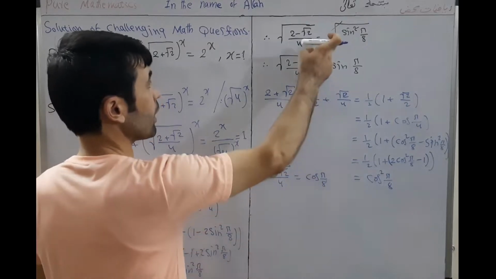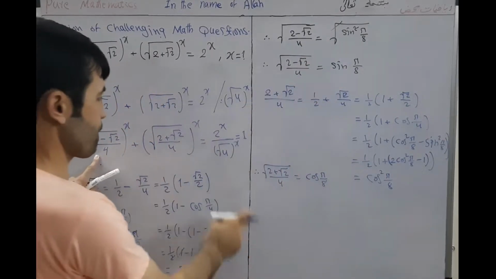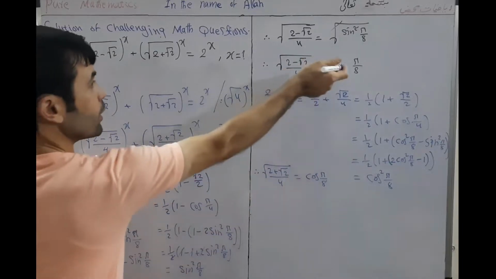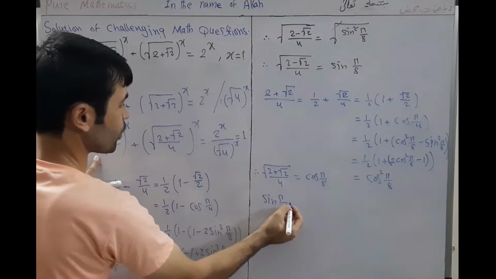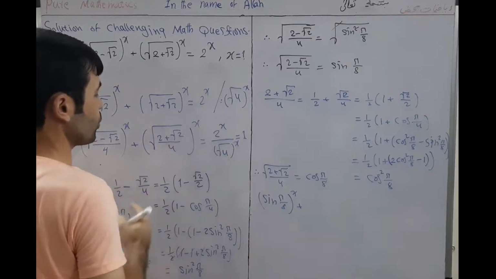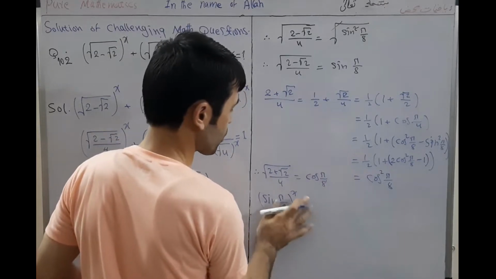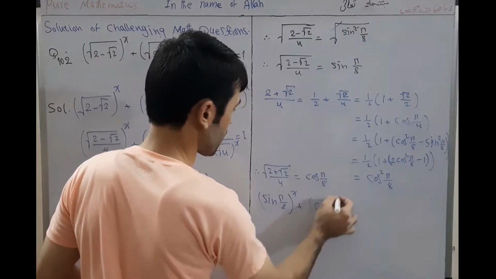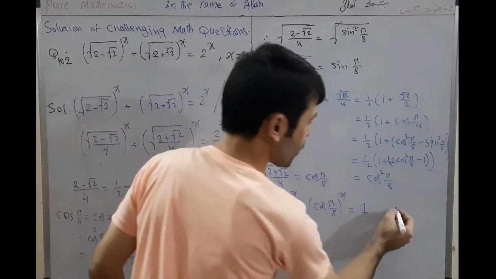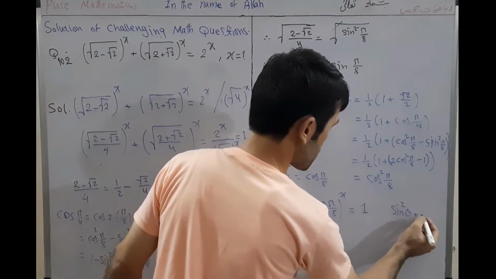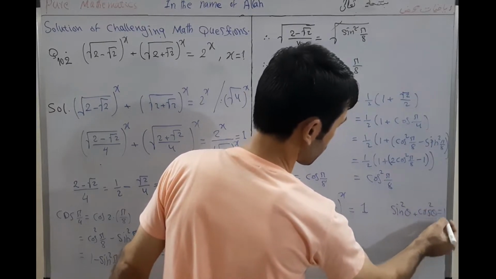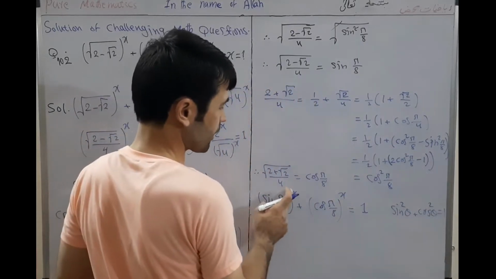We have these two values. These two values we put here, and we get: instead of √((2−√2)/4) we can write (sin π/8)^x, plus, instead of √((2+√2)/4), we can write (cos π/8)^x, is equal to 1. Now here we have a formula: sin²θ + cos²θ is equal to 1. These two formulas are the same. Now it is clear.